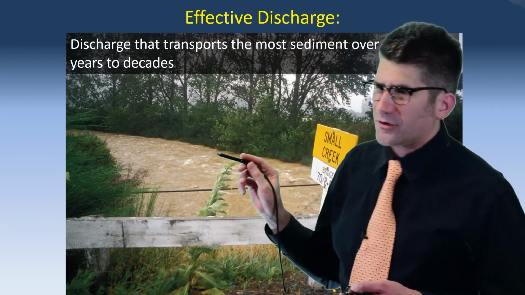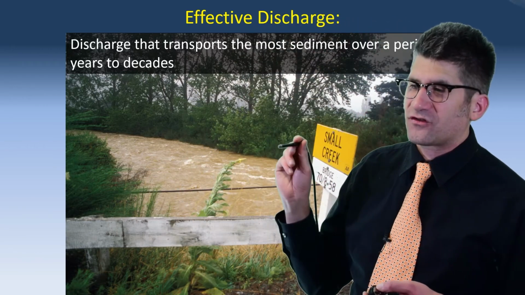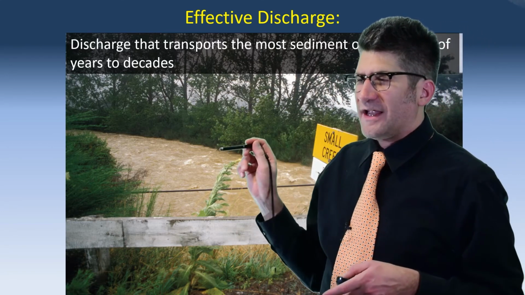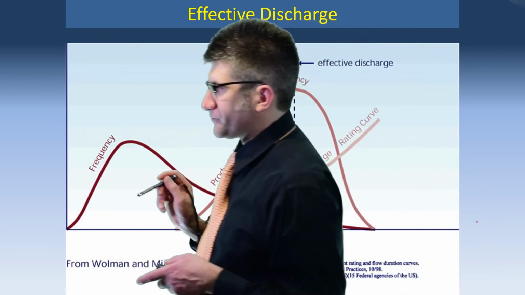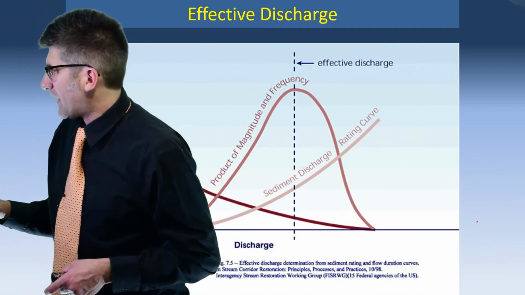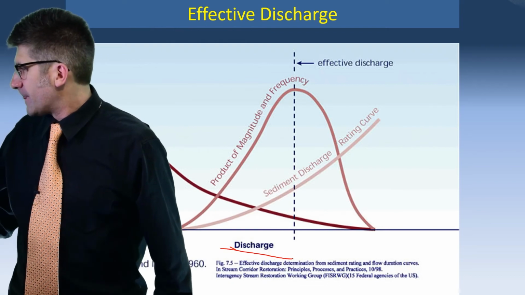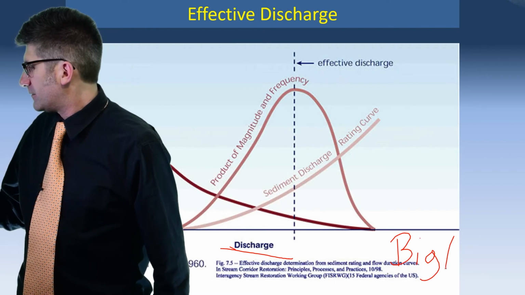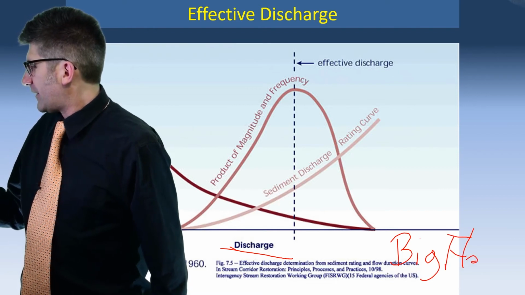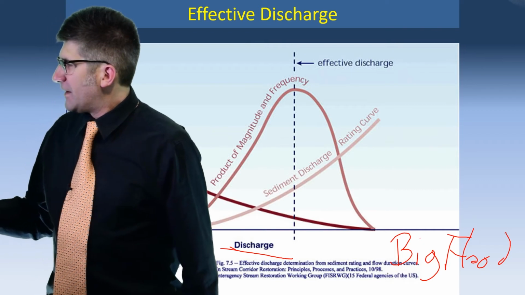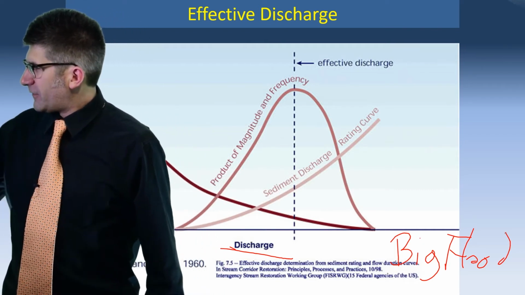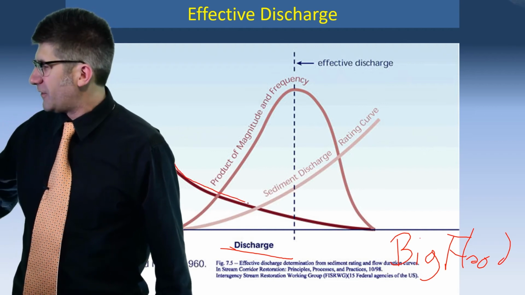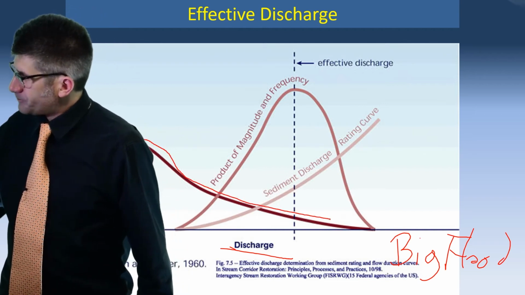And this is really important because we often think about the effective discharge as controlling the morphology of the channel. The form of the channel is related to that effective discharge. And so here we go, thinking about discharge on our x-axis here. And so big discharge here, so big floods over here. Then on the other side is not so big floods. And so here, this is the frequency of events. So we have more often smaller floods and very few of these big floods.